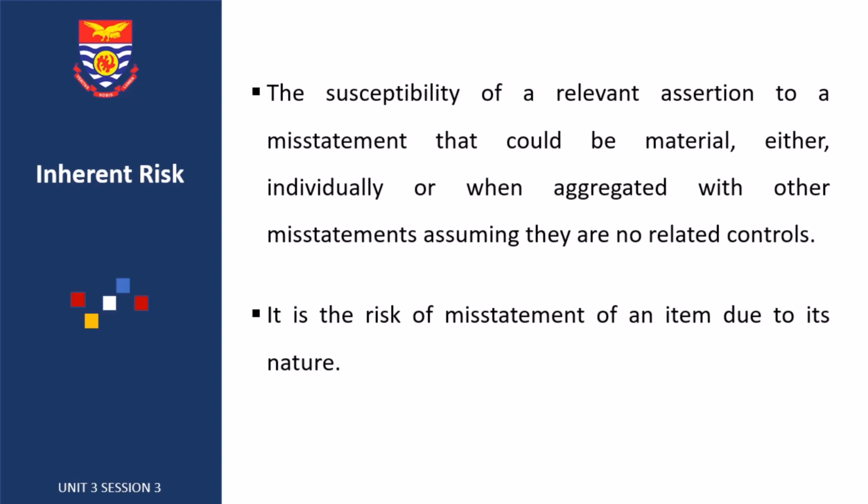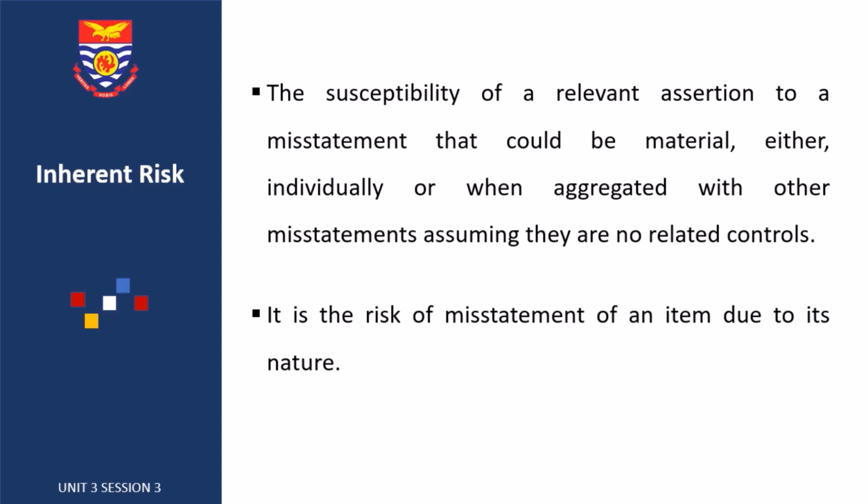The inherent risk simply has to do with the susceptibility of a relevant assertion to a misstatement that could be material, either individually or when aggregated with other misstatements, assuming there are no related controls. So there is no related control there. And then it is the risk of misstatement of an item due to its nature. So there is a material misstatement due to the nature of an item being treated.